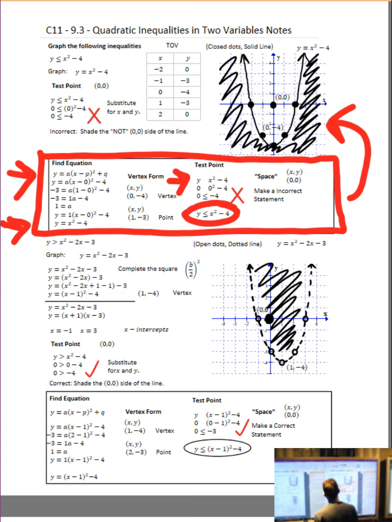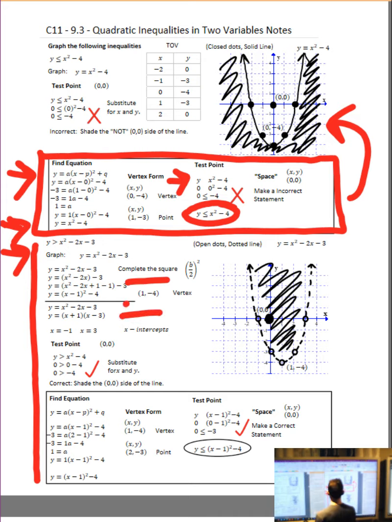Okay, so, look at this. Should I explain another one? No. Look at the top thing. There's an equation. Graph it. How? I don't know. Complete the square. Do whatever you want to. Factor it to find x-intercepts. Complete the square. Do the test point. Decide if you're shading on the inside or the outside. Remember open dots or closed dots.